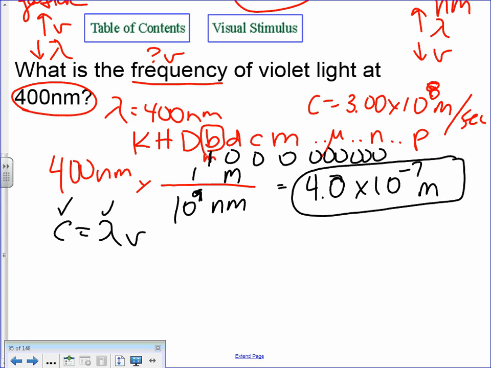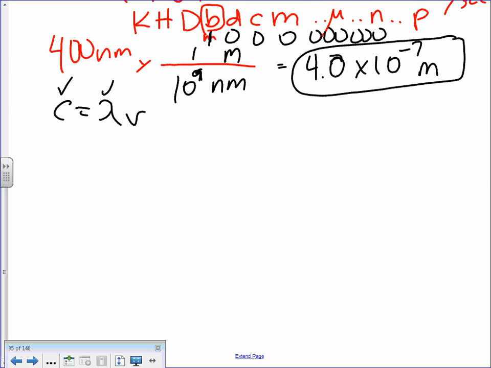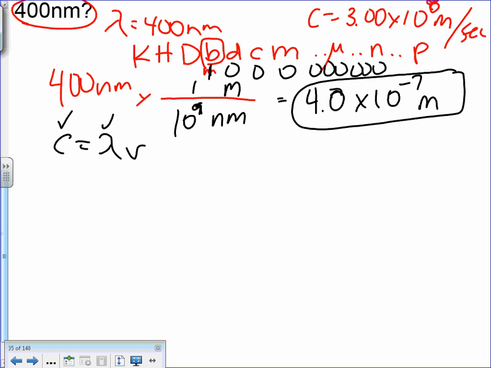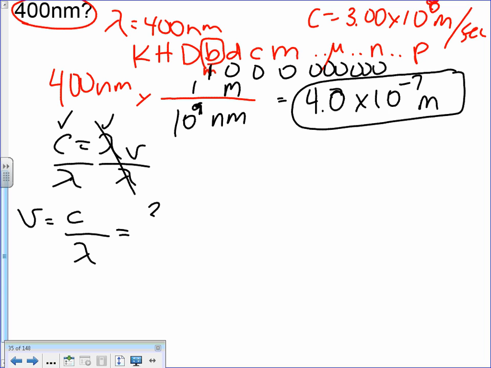All right, so if this is wavelength and we have C, the speed of light at all times, we need to isolate V by doing what? Say again? Dividing by wavelength. Good. I like to set up my variables first and then show that this cancels. So V, frequency, is equal to C over wavelength. If I set it up like that and then plug my numbers in, I'm less likely to put a number in the wrong place. I think that's helpful.